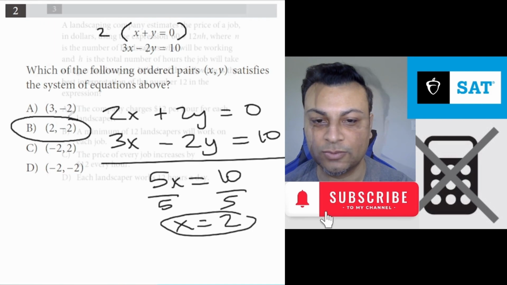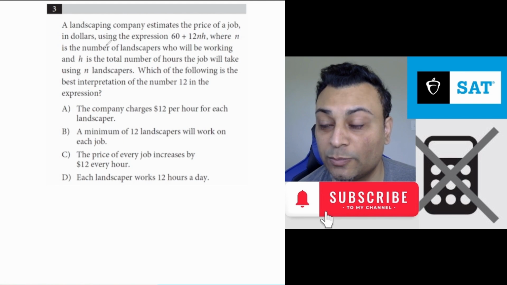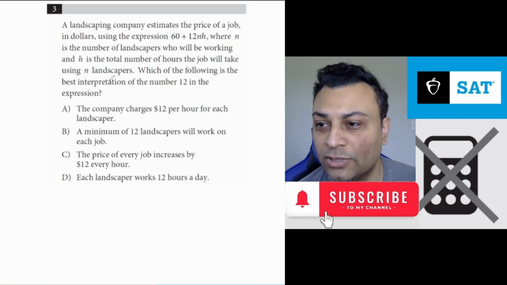A landscaping company estimates the price of a job in dollars using the expression 60 plus 12NH, where N is the number of landscapers who will be working, and H is the number of hours the job will take using N landscapers. Which of the following is the best interpretation of the number 12 in the expression here, 12?